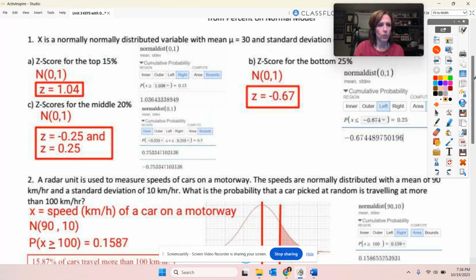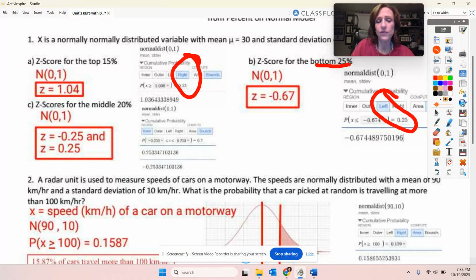Okay, so number 1, on A, we did the normal model with the 0.15 to the right. And so then that gave us a z-score of 1.036, which is 1.04. B was the bottom 25%, so I did left 0.25, and I'm on bound there, and so then that was negative 0.67. And then the middle 20%, so that was the inner 20%, and so that was the two scores, negative 0.25 and positive 0.25.